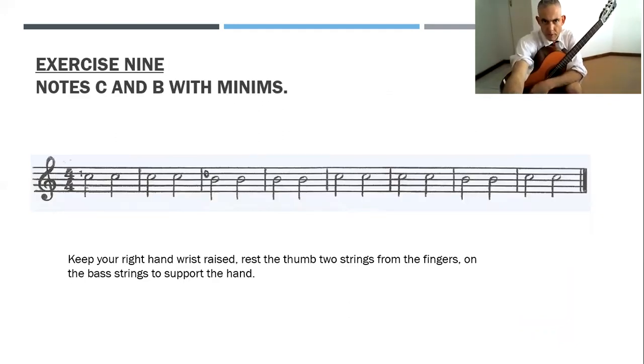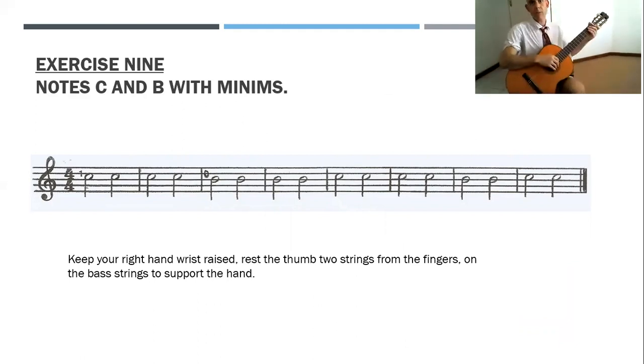Exercise 9, notes C and B with minims. Keep your right hand wrist raised. Rest the thumb 2 strings from the fingers on the bass string to support the hand. 1, 2, 3, 4.